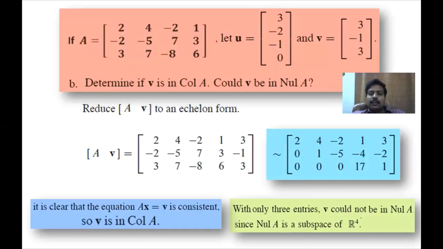So in this class, we have discussed column space A and proved that column space A is a subspace of Rm. In the previous class, we proved that null space A is a subspace of Rn, and in these problems we have observed the difference between column space A and null space A.